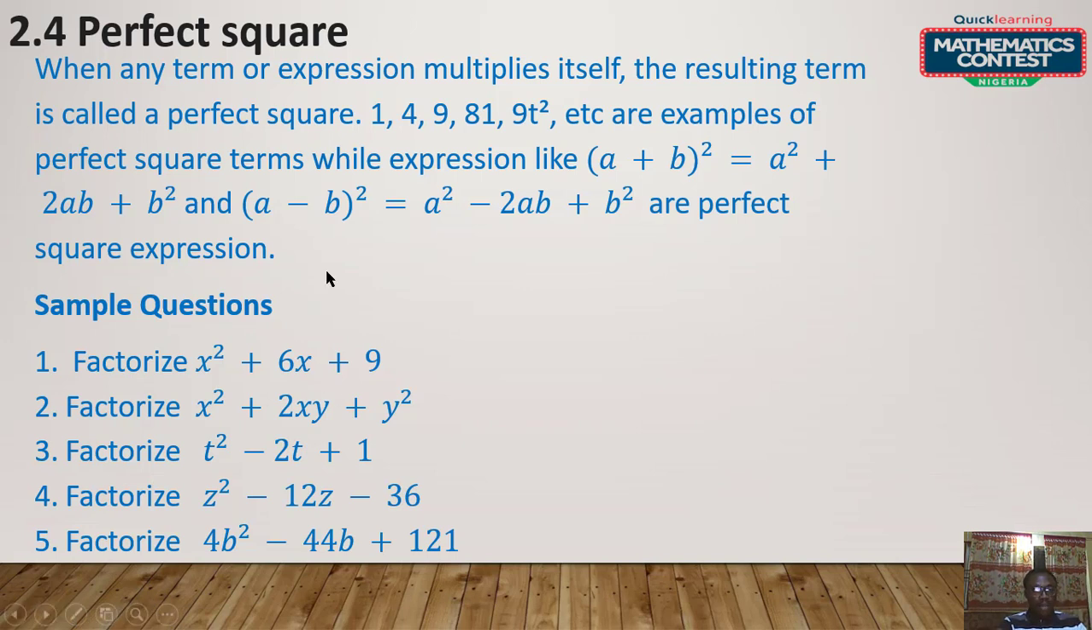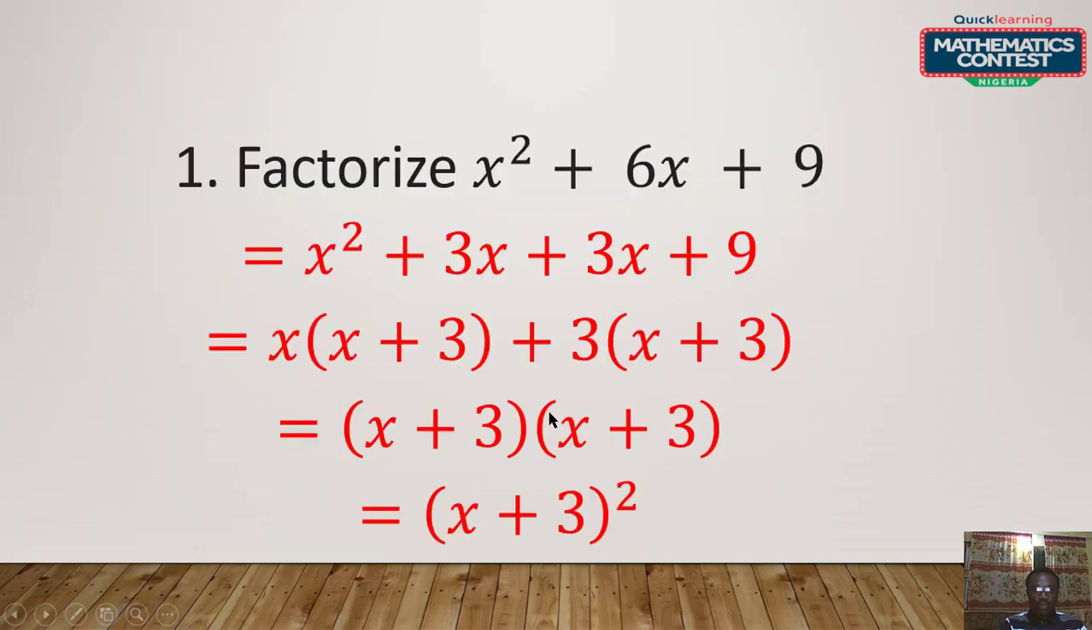But let's see this perfect square as it relates to quadratic expressions. Now let's see the first one. I will not be solving everything, I will just solve some, but I think I solved 1, 2 and 5. Then you can solve 3 and 4 on your own. So for the first one, I have x squared plus 6x plus 9.